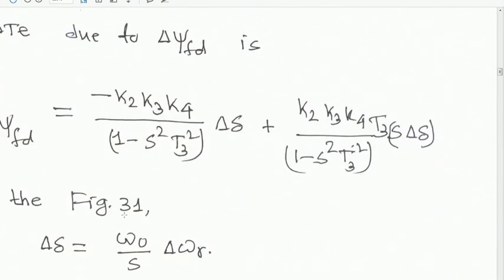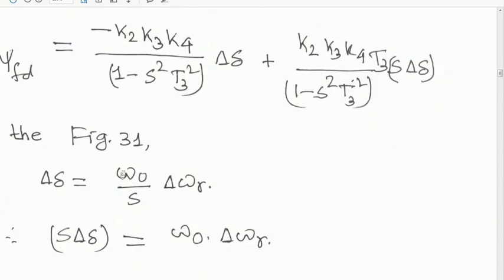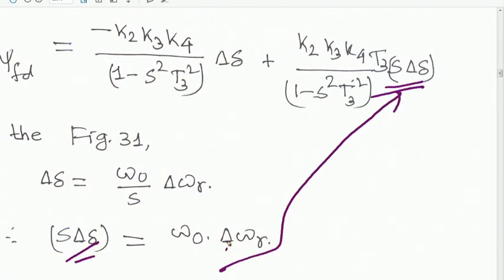This is from figure 31, where the PSS term is there, so it is the correct one, figure 31. I am not going back to figure 31, but in figure 30 also you will get the same thing, right. It is just development step by step. Therefore, delta delta is omega 0 upon S delta omega. Therefore, S delta delta can be written as omega 0 delta omega r, right. Here it is S delta delta, so replace this S delta delta by omega 0 delta omega r, right.